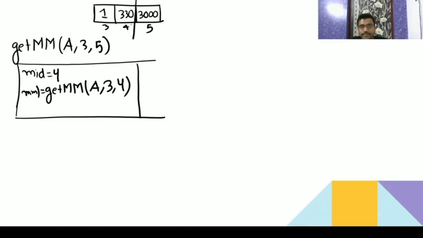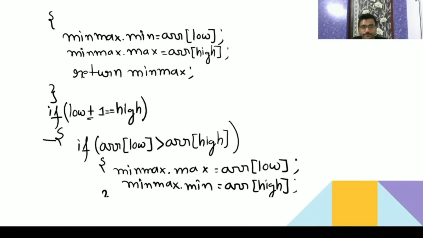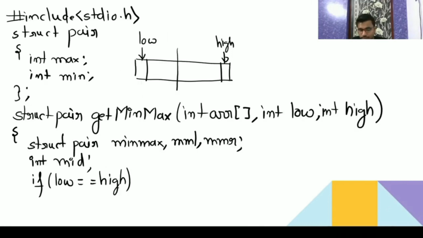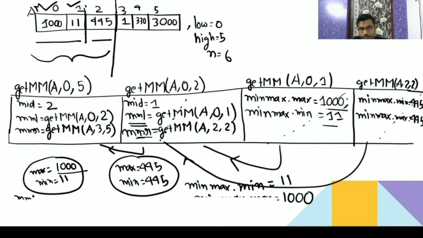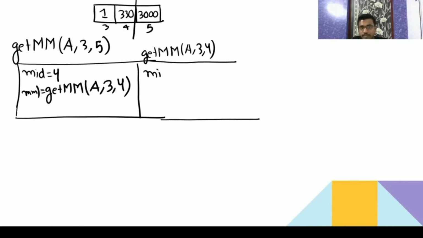Now in these two, get min max on a[3..4], it has two elements, since low plus 1 is equal to high. This condition will be false, low is equal to high, no, but low plus 1 is equal to high, which means it has two elements. Now we compare which one is greater, and that gives the maximum and minimum. So min max of this array of 3 to 4: min is going to be 11 and max is going to be 330.